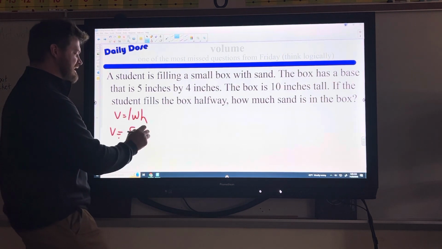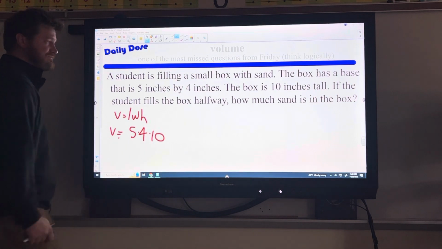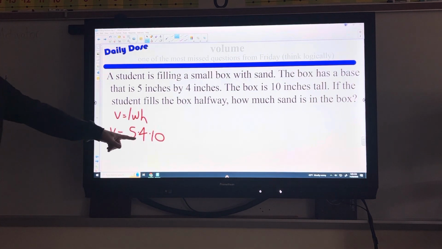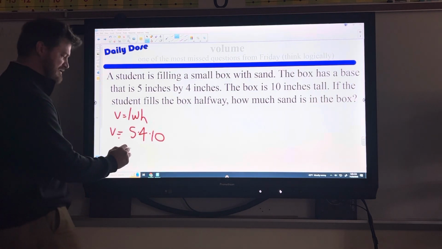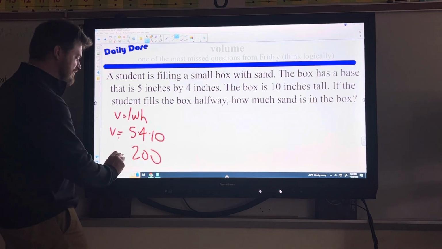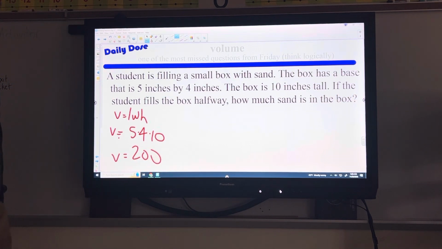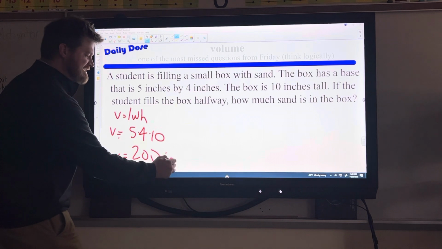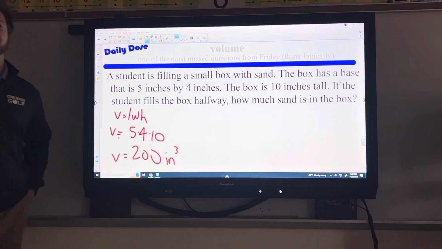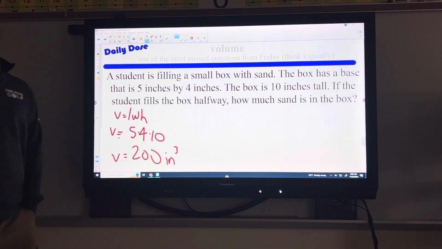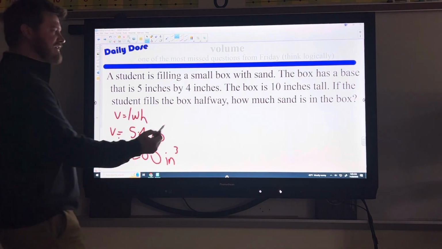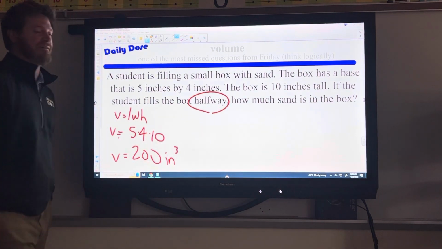5 times 4, and the height is 10. 5 times 4 is 20, times 10 is 200. So the total volume of this box is 200 cubic inches, and that will absolutely be an answer choice, but won't be the answer here because he's not filling it all the way up with sand. He's only filling it halfway.